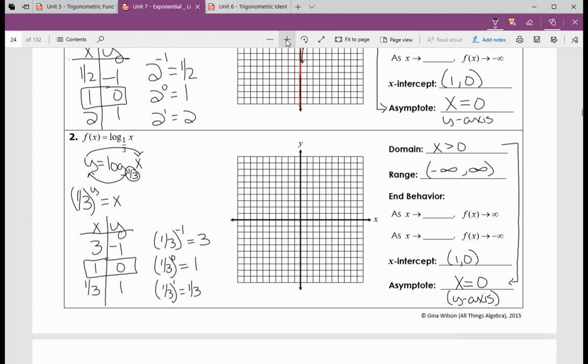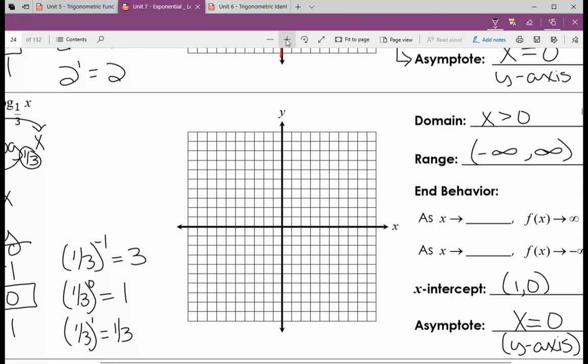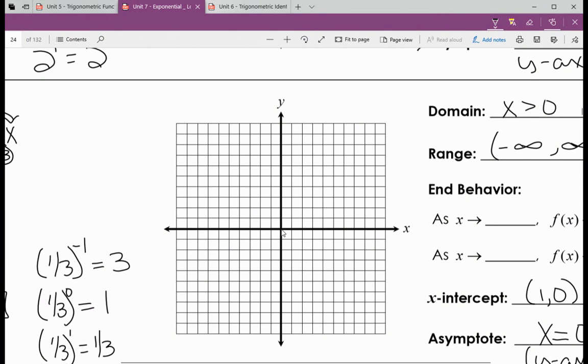So I'm going to enlarge the page just a minute so you can see my graph a little bit better because that's an awful small grid. So when we were at x equals 3, what was our y value? When we were at x equals 3, what was our y value? -1. What's my next point? 1, 0.